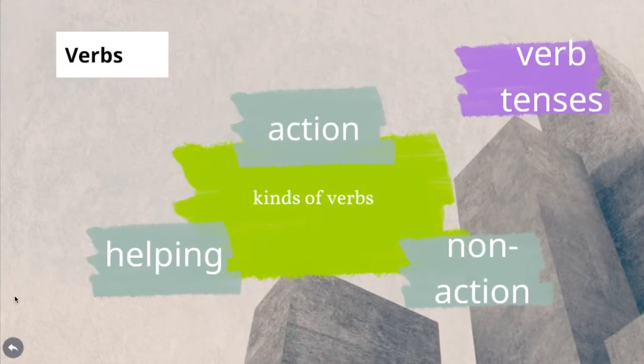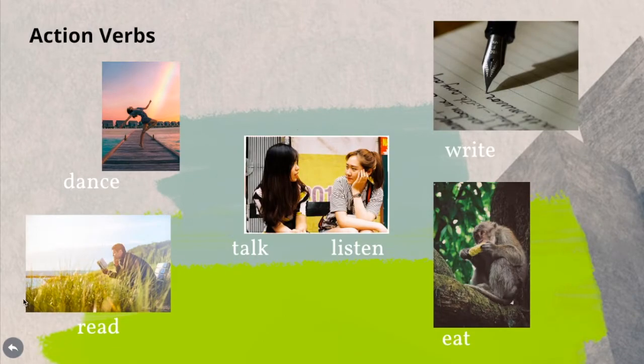In this lesson, we are going to review the definition of a verb. There are many different kinds of verbs in English, but one way to divide them up is to think of them as action verbs, helping verbs, and non-action verbs. Let's start with the most obvious category, action. These are probably the words that you think of first when you think of verbs in English.